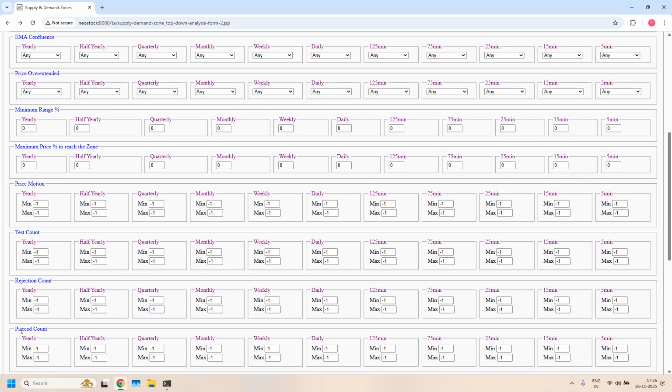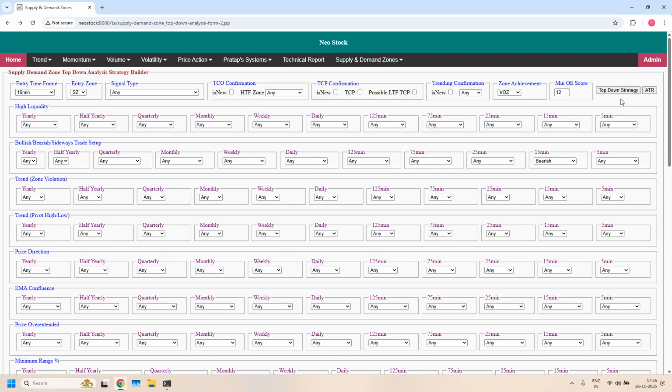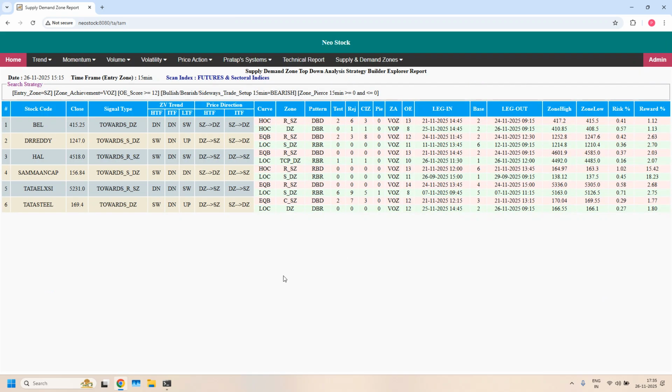So in the pierced count parameter at 15 minutes time frame, minimum value should be 0, maximum value should be 0. So with these filters, we got 6 stocks. And all these 6 15 minute supply zones are supporting bearish trade setup for daily income trade. Out of these 6 stocks, there could be some high probability trade setup.